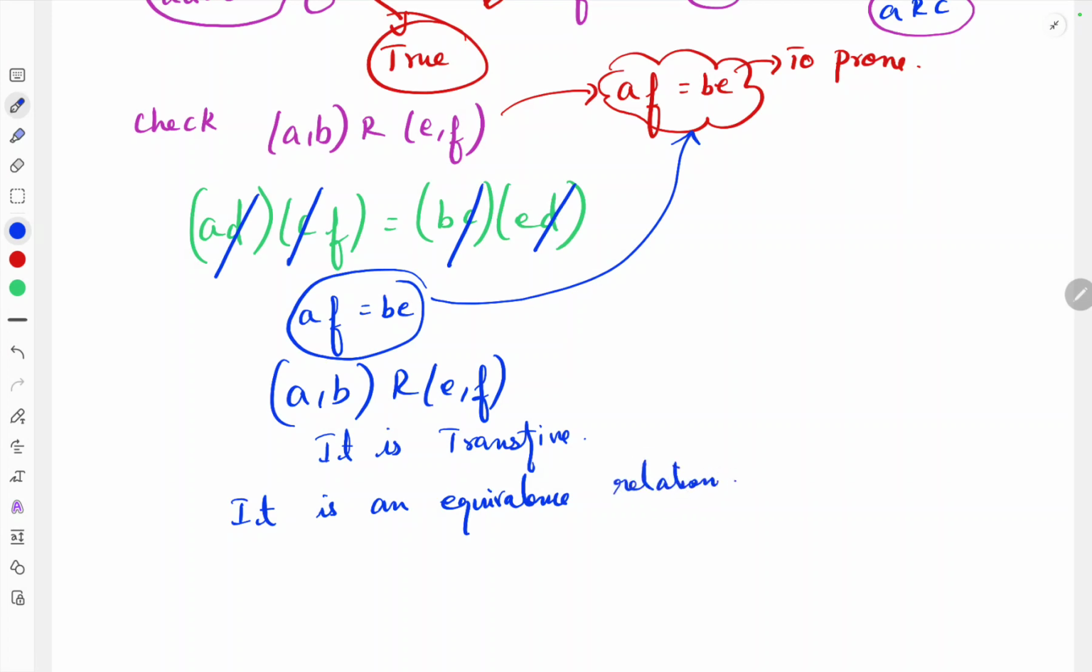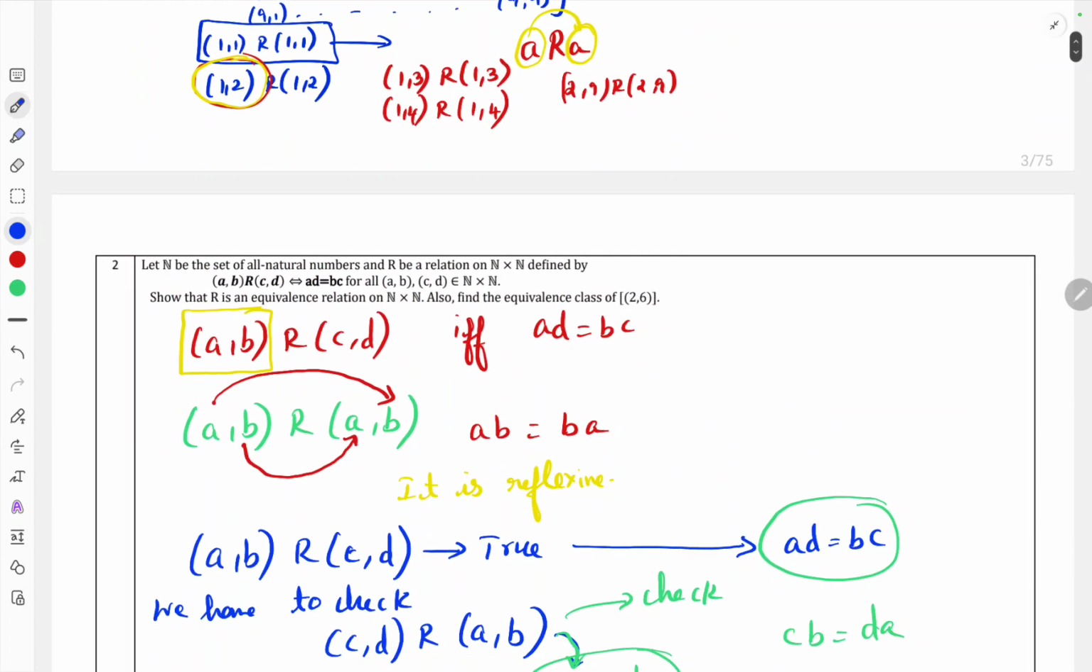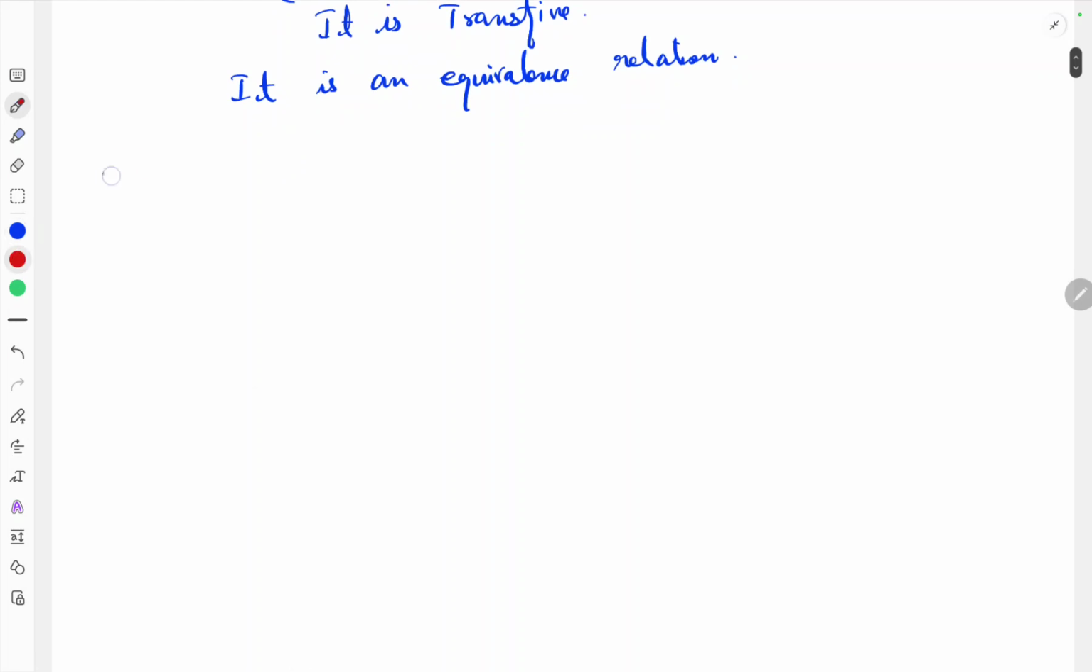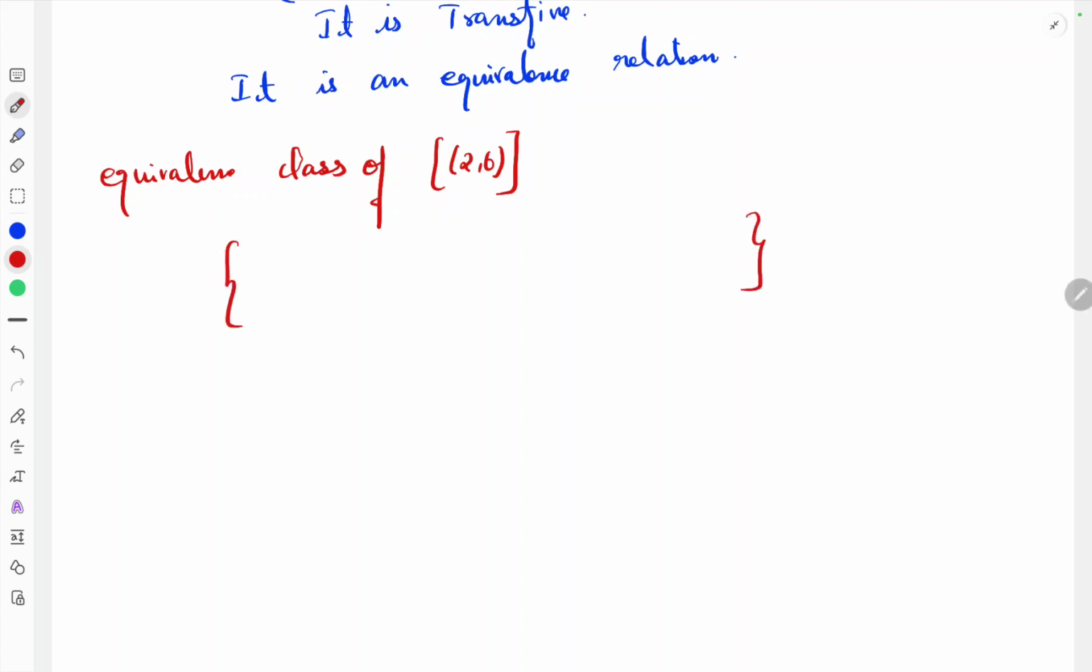So now the second part of this question is, after proving it is an equivalence relation on N cross N, find the equivalence class of (2, 6). Just now I have explained, the equivalence class of (2, 6) is nothing but all those elements to which (2, 6) is related. So I have to write inside the set all those elements, and I will take them as some (A, B).